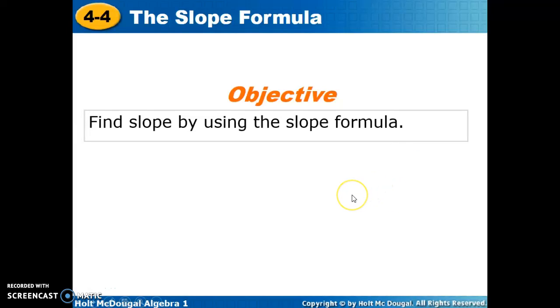Here we are, back again, lesson 4.4. Our objective today in using the slope formula is to find slope by using the formula by looking at functions, graphs, and tables. So starting on page 254, the slope formula.